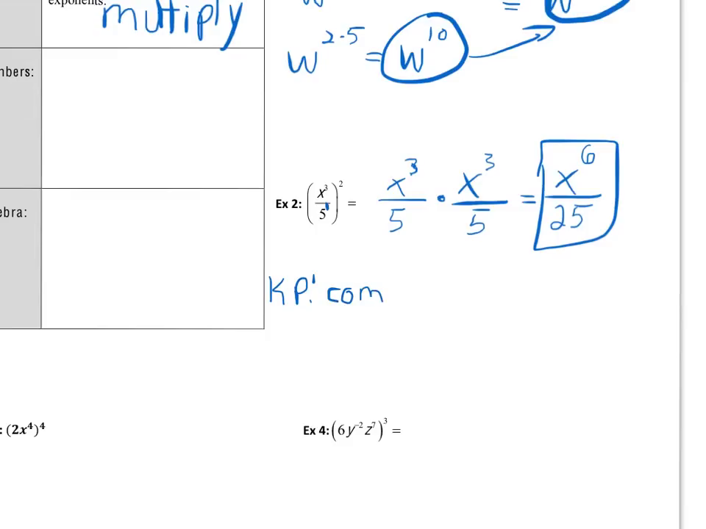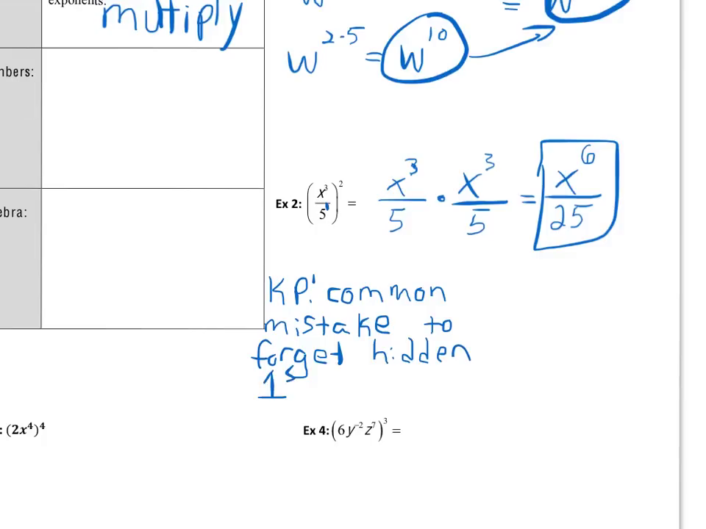So you guys are just writing this right below it. Again, yours is in a little bit different position. Common mistake: to forget hidden 1s. Okay, that will destroy you, especially on this objective.